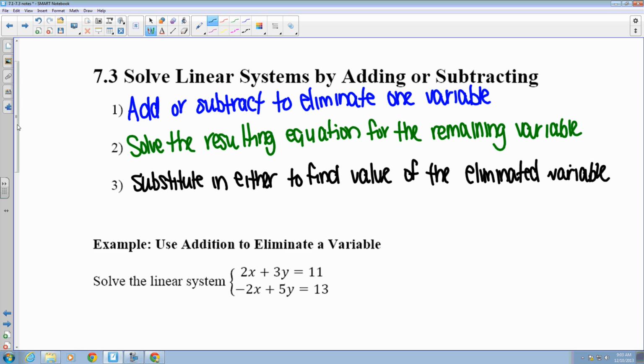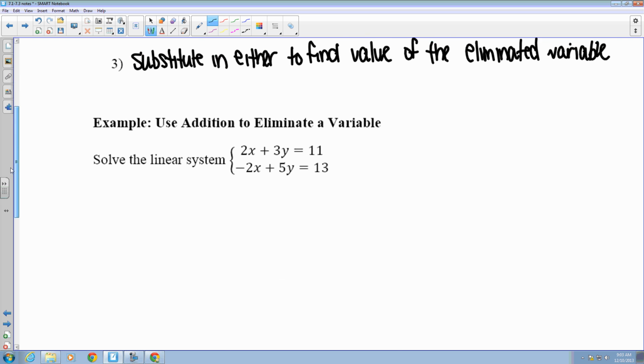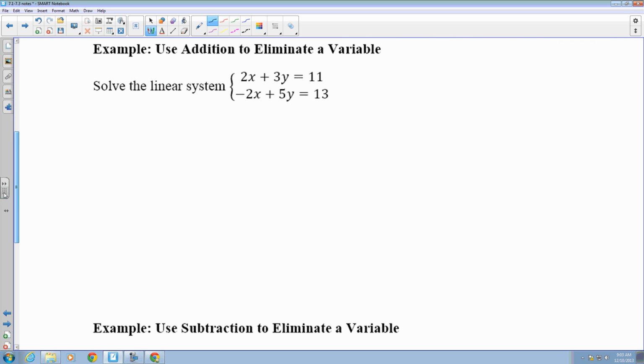Okay, so what I'm going to show you is just how to add every time. It says add or subtract, but we're just going to add every time to keep it consistent. What you want to have when you set them up like this is for all the variables and the constants to line up, and then what you want is one of the coefficients to be the opposite of another. So on this first one we have 2 and -2. So all you have to do then is add everything straight down.